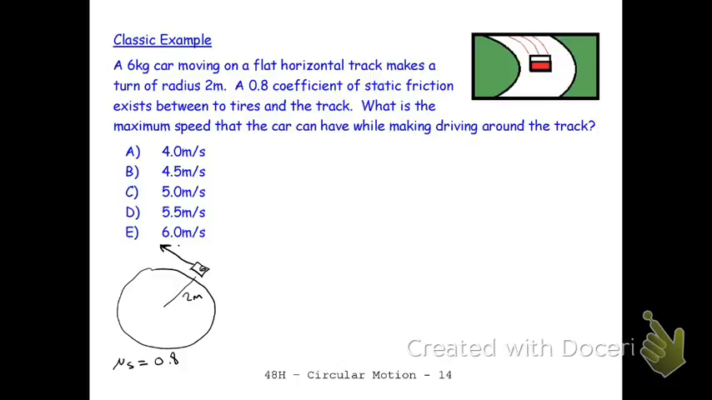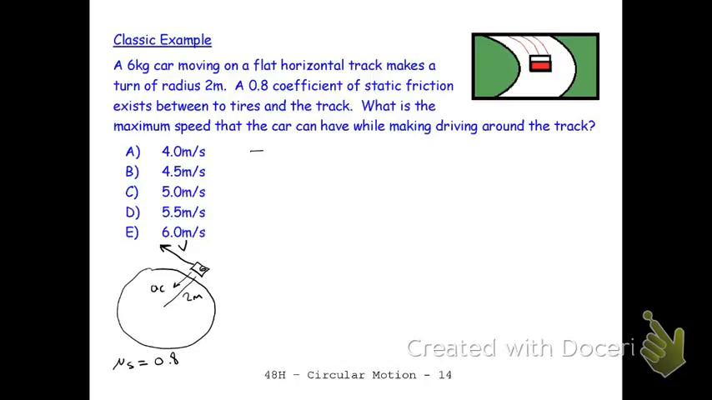Again, maximum speed. I don't have to ask you for maximum speed; I could ask you for anything. I just have to give you one unknown. I could give you the speed and ask you for something else. What is the maximum speed of the car while going around the track? I know my AC is there.